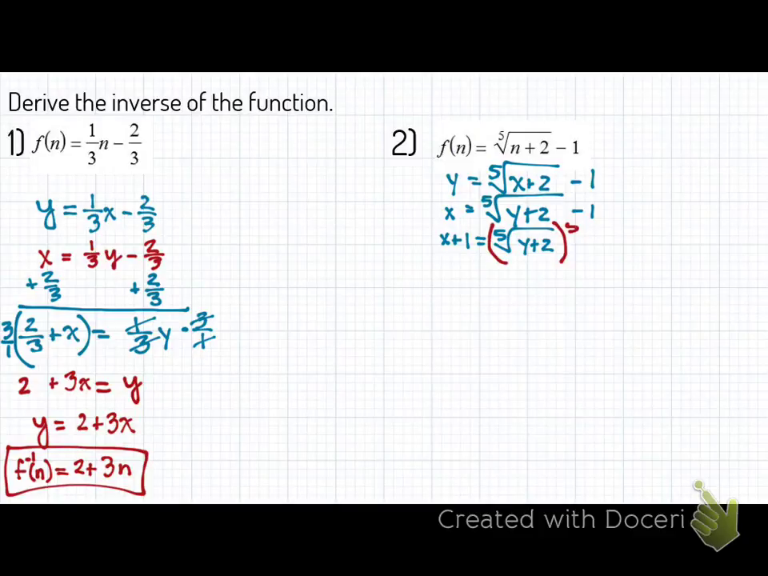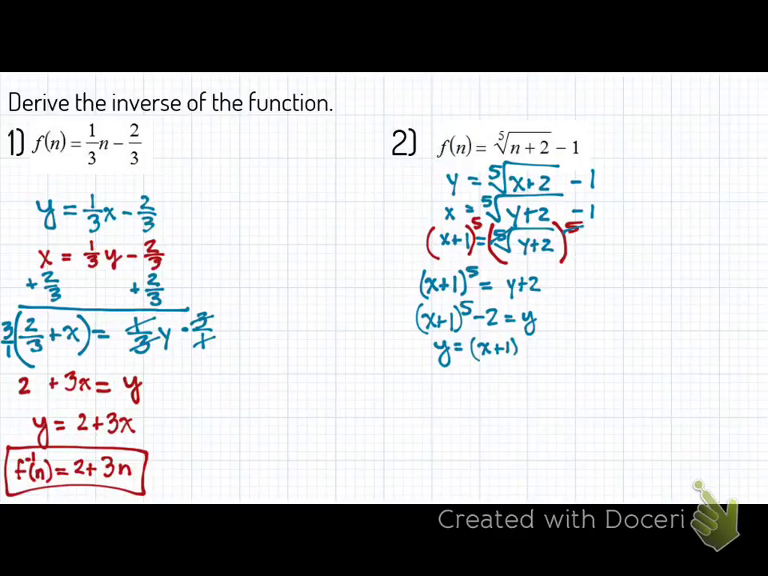So I'm going to take both sides, raise it to the 5th power, okay? So it's going to be x plus 1 all to the 5th power is equal to, the 5's cancel each other out, so all I'm left with is y plus 2. Subtract 2 on both sides. I get x plus 1 to the 5th minus 2 is equal to y, and then I'm just going to make it look a little neater, start with the y, okay?